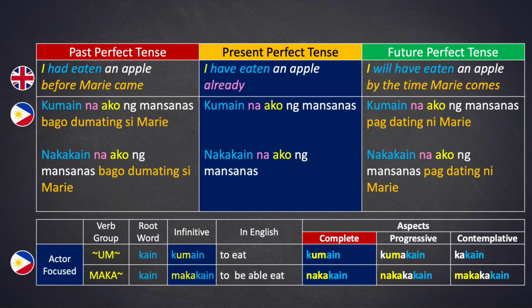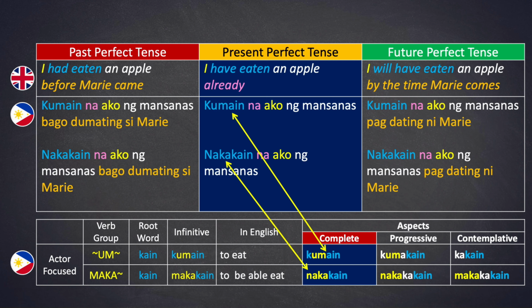In English, the present perfect tense is used to talk about a completed action that has a connection to the present. Not so in Tagalog. The action of eating has already happened in the past. Thus, the verb is in the completed form, even if the action has a connection with the present.